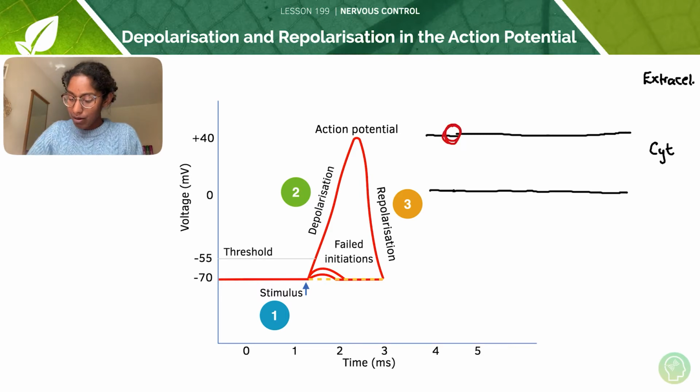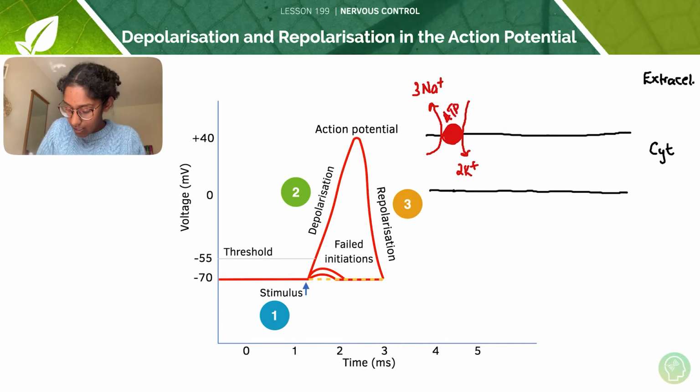So our resting membrane potential is generated and maintained by our sodium-potassium pump, which is pumping out 3 sodium ions for every 2 potassium ions it moves into the cell, and this uses ATP. So this is our sodium potassium pump. Okay, so 3 sodiums moving out for every 2 potassiums being pumped in, and this is using energy from ATP.